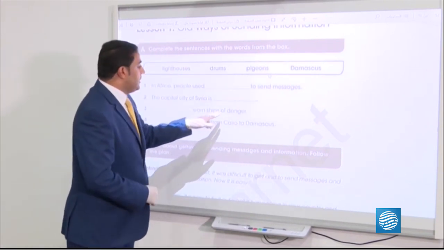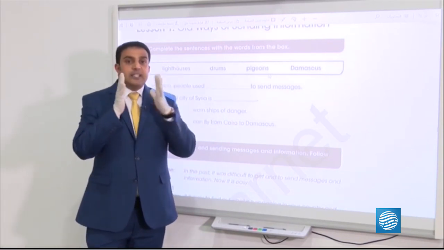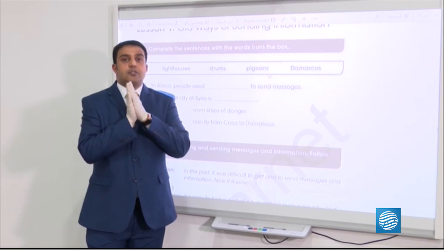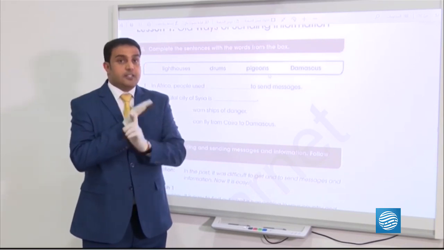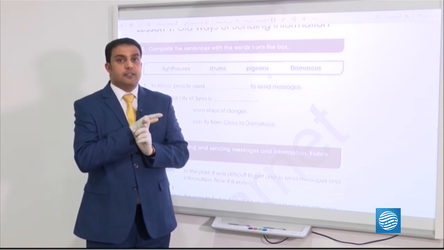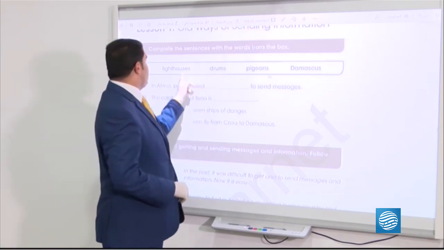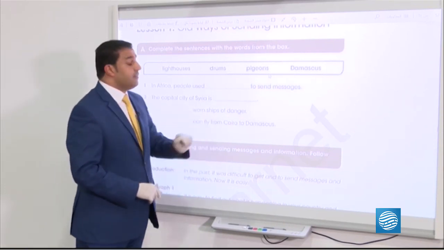Number 3. Warn ships of danger. What message did they use before to warn the ships? Is it flags or lighthouses? Very good, lighthouses. So, lighthouses warn ships of dangers.